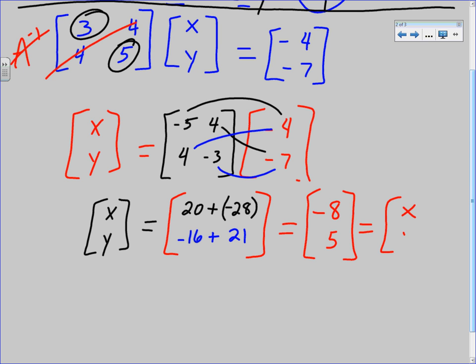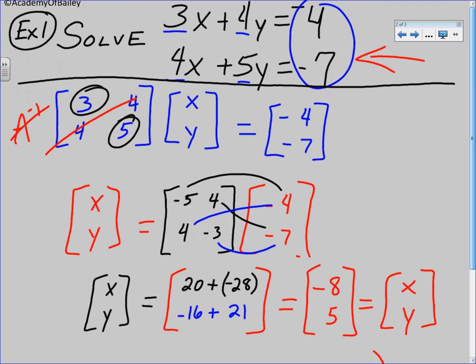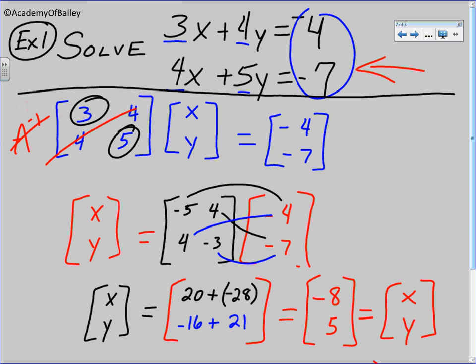Remember, this is matrix x and then y. And so what's x equal to? x equals negative 8. What's y equal to? 5. And so you've just solved the system that we started out with. Negative 8, positive 5 is the solution to that system.